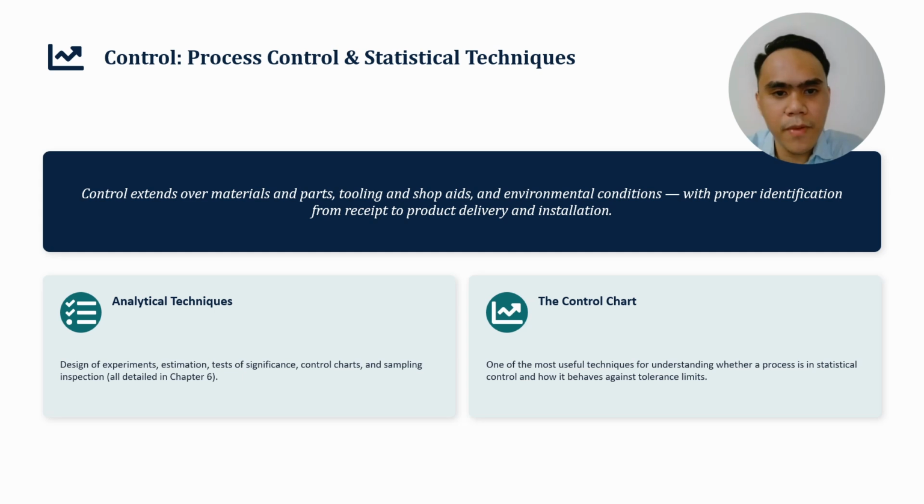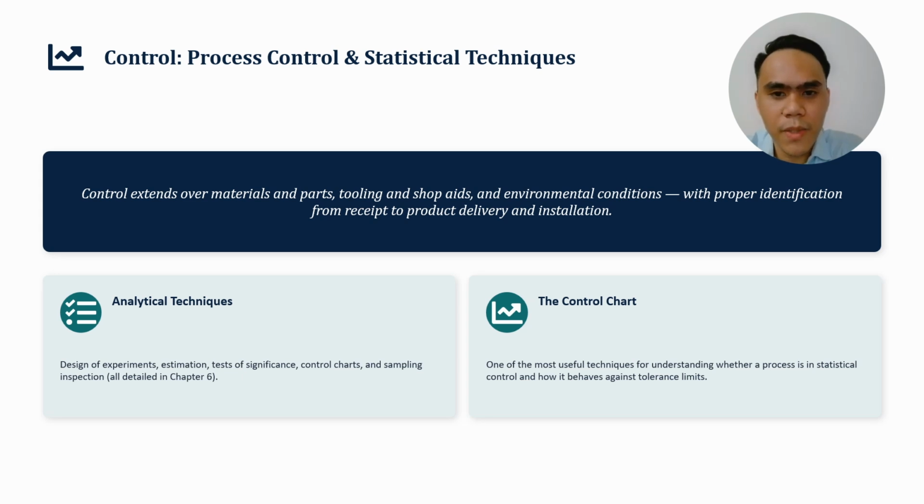The element responsible for actually achieving conformance to design requirements is the control of processes. So it is a central element here, and the type and sensitivity of the control technique used depends on the quality characteristic involved, like the nature of the stability of the process and its potential capability. Control should extend over the materials and parts used, the tooling and any shop aids utilized, and environmental conditions. So it's usually a genuinely broad scope.